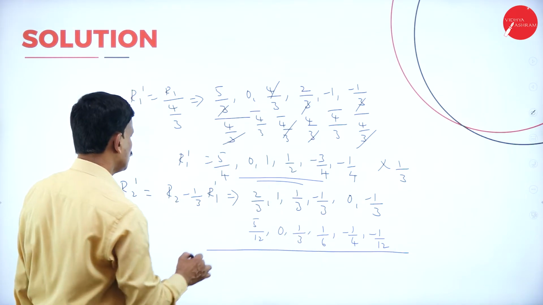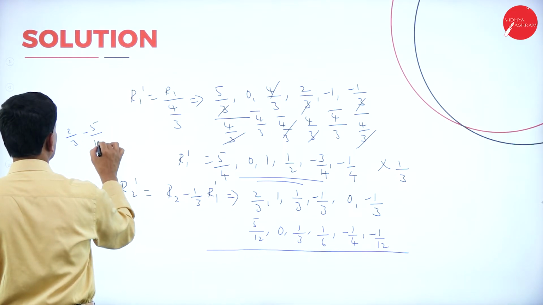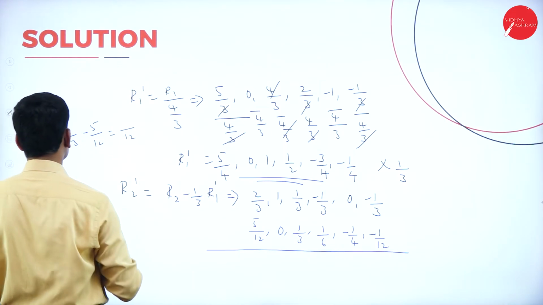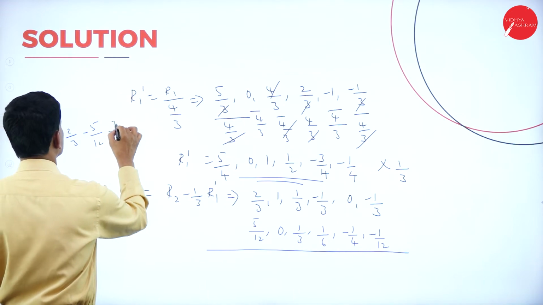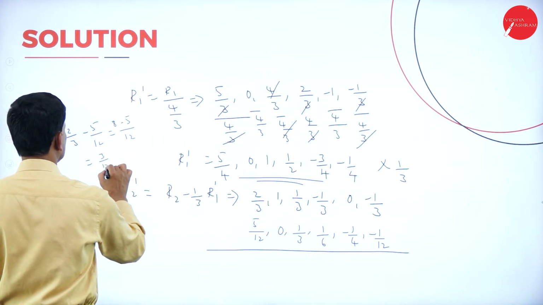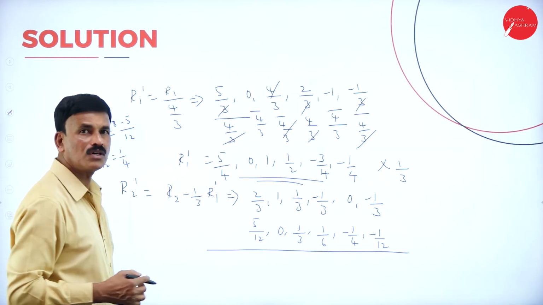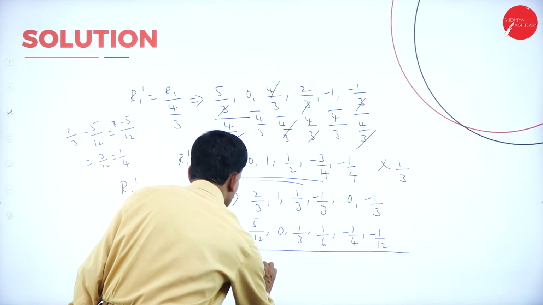If you subtract, what will you get? 2 by 3 minus 5 by 12. Take LCM, 12 is the LCM. 3 4s are 12, 4 2s are 8, minus 5. 8 minus 5 is 3 by 12. This is equal to 3 1s are 3, 3 4s are 12, so you will get 1 by 4. Okay, right. So this is 1 by 4.